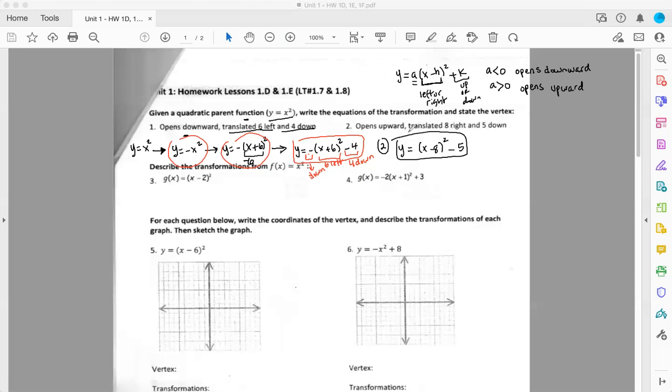Okay, any questions on this? Just make sure you ask me in class. Make sure you pause, revisit, learn it in steps. Numbers 3 and 4 describe the transformation.